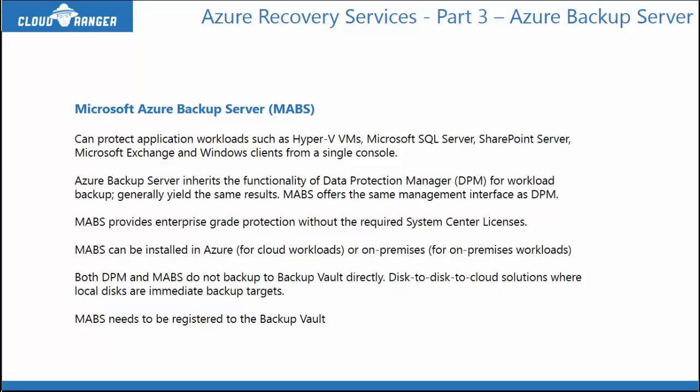So moving on to the next point: both DPM and Azure Backup Server do not back up to the backup vault directly. And this is important. Previously, we have seen that all the backups we were doing in Azure could go to the backup vault directly from the backend. The vault would take care of things. With Azure Backup Server, the very first backup you do, it does not matter if you're on premises or if your workloads are in Azure, you have to have a local backup copy first. So the backup is done locally to a drive or a share or whatever.